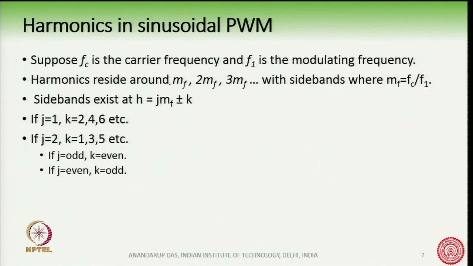Now, this is the main harmonic that exists, but we also have side bands that exist at j mf plus minus k, these positions. What are the values of j and k? If j equal to 1, k equal to 2, 4, 6, and if j equal to 2, then k equal to 1, 3, 5, etc., which means in general if j is odd, k is even, and if j is even, k is odd.